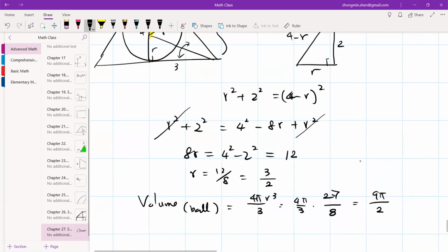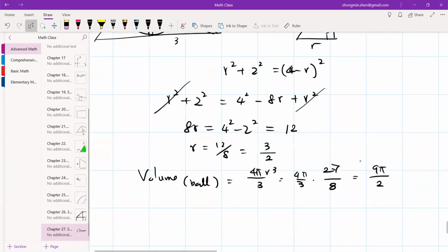So Edward, I guess you need to spend a little bit more time on 3D geometry. You keep giving me the wrong answers. Okay, there's no square root of 3 there.